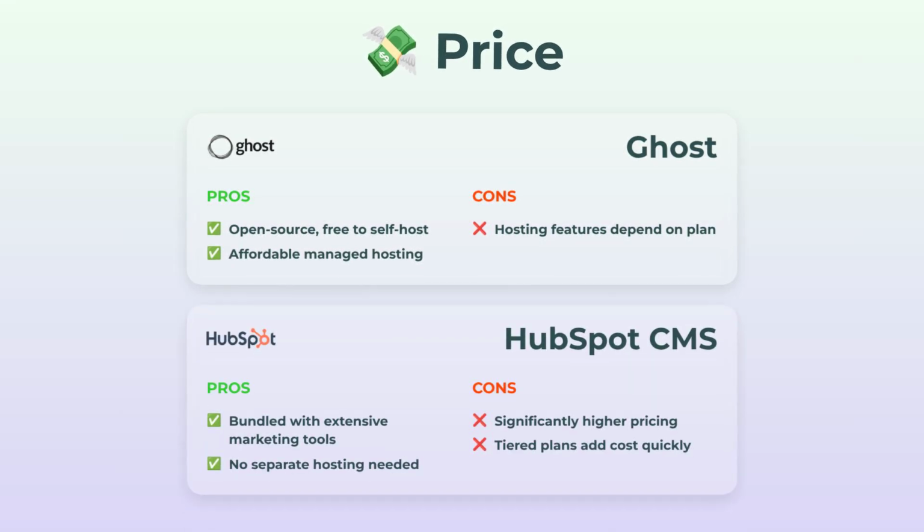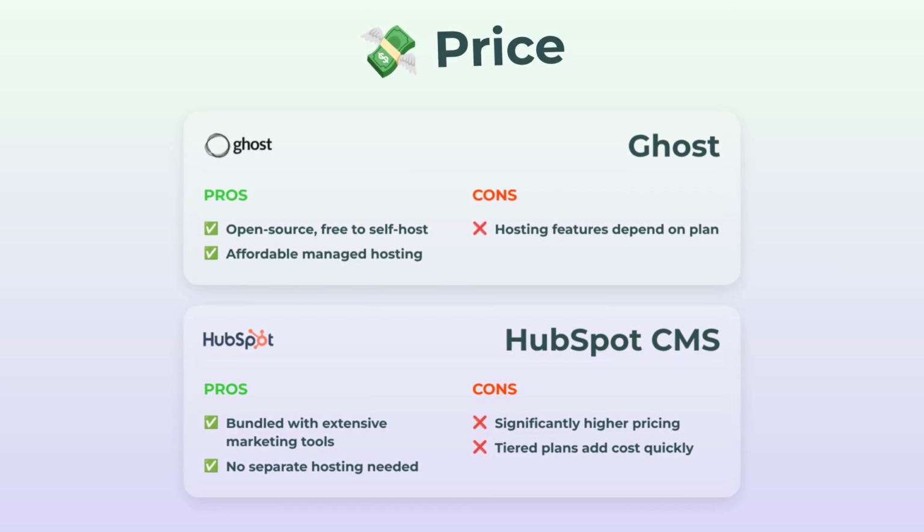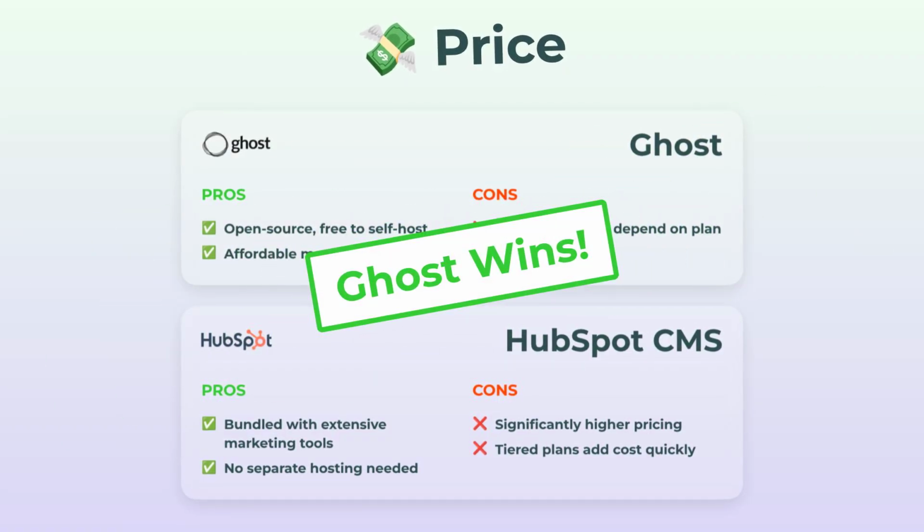Now, HubSpot CMS, on the other hand, comes bundled with a ton of marketing tools, and you don't need to worry about hosting elsewhere. Here's the catch though: pricing can get steep, and those tiered plans add up really quickly. So for value, Ghost easily takes the lead here.